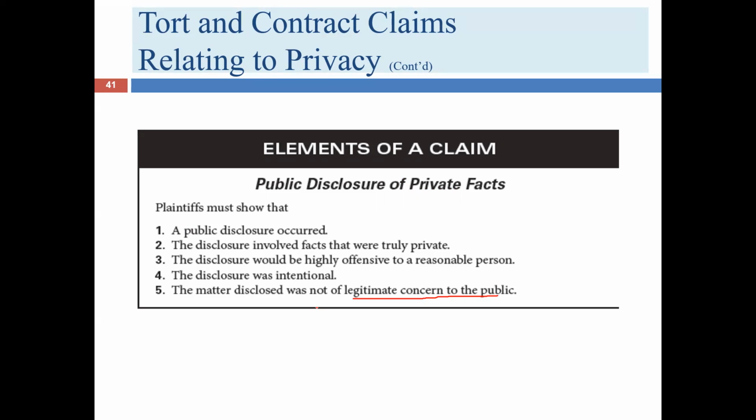And so he's in the middle of a campaign engaging in, and he was a married man, he was engaging in behavior that probably his wife would not have approved of. Let me just put it that way. It certainly was on a private boat. It certainly was offensive to him that this matter was disclosed, and the disclosure by the press was intentional. But since this had to do with his character as a potential president of the United States, it was a matter of legitimate concern to the public. So he would not have probably had a public disclosure of private facts valid lawsuit.